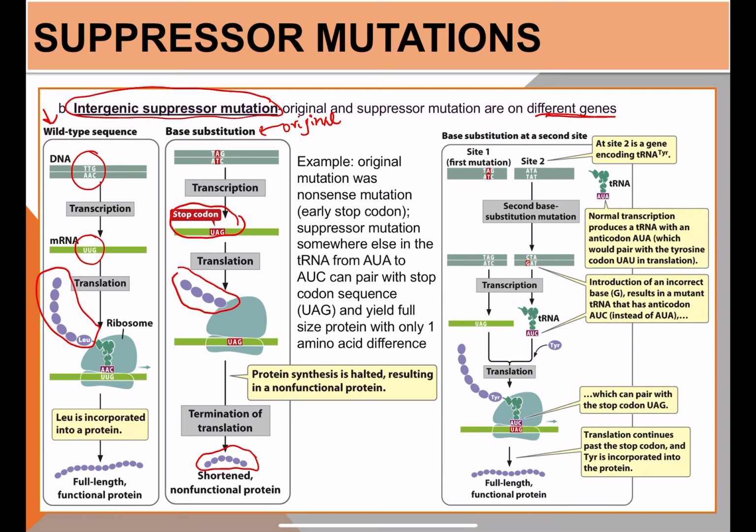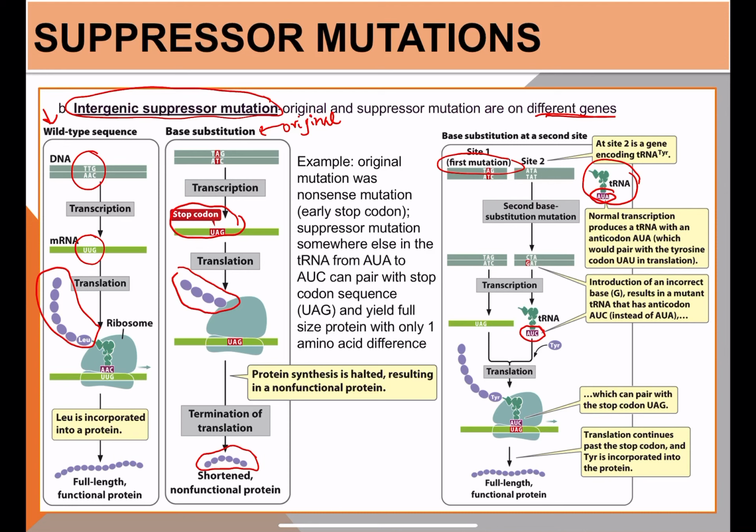So, an intergenic suppressor mutation, for example. Of course, there can be many ways this intergenic suppressor mutation can happen, but this is one example. Let's say that somewhere else within the genome encodes for your tRNA sequence. Remember, tRNA needs to be transcribed as well, okay? And this particular tRNA sequence had an error in it. You have a mutation right there that instead of having an AUA as the anticodon in the tRNA sequence, now you have AUC in the tRNA sequence instead.